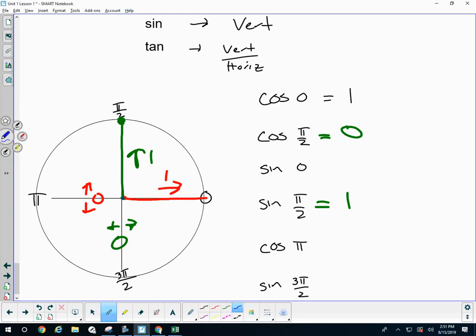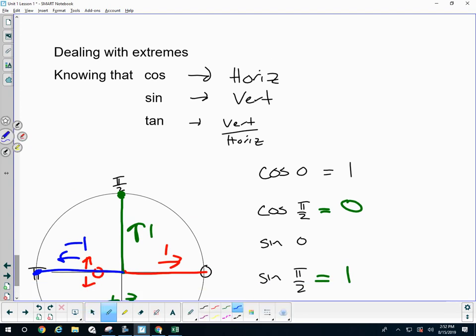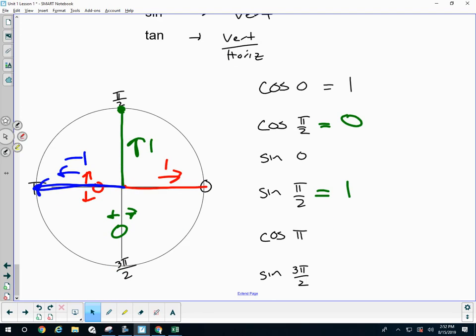Left. You go left. How much do you go left? 1. You go to the left 1, we'll call that a distance of negative 1, right? Why is it 1? It's a unit circle. I go left 1, it's a distance of negative 1 because I'm going to the left. So what's the cosine of pi? Since cosine is the horizontal distance, since I'm traveling a horizontal distance of negative 1, the cosine of pi is negative 1. That's why.